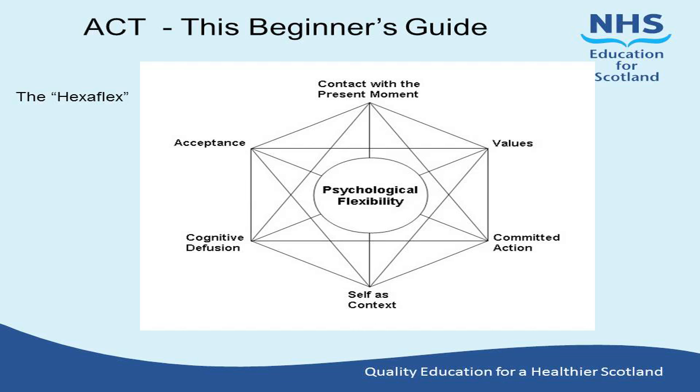So what I'm going to do now, as I promised, is take you through a very quick tour of this. This is familiar to some, I know, but maybe not to others. This is our Hexaflex. And it's the central way in which we can explain acceptance and commitment therapy. And you'll note from this diagram, even if it doesn't make sense right at the moment, that all paths lead to that central thing I was talking about earlier, flexibility. Feeling that you've got a choice, feeling that there's a way forward, feeling that there's something that you can do.